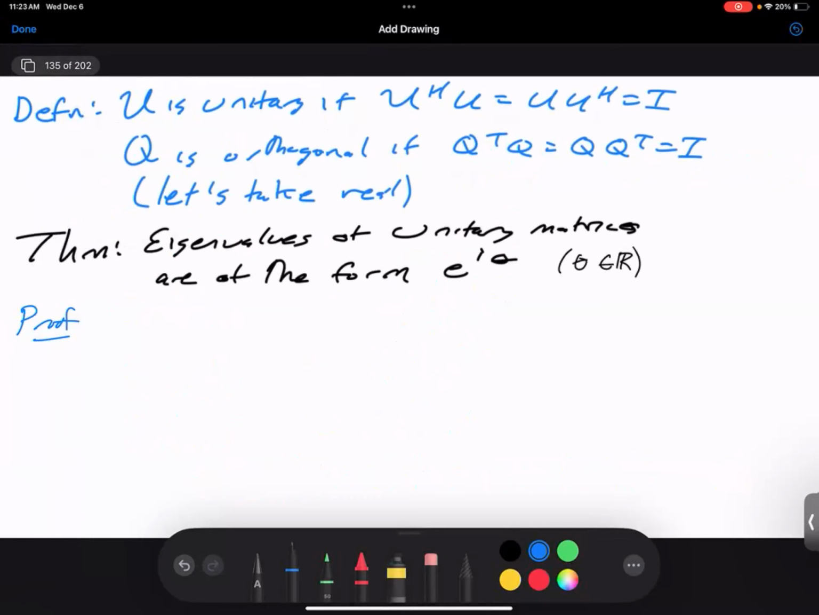What should we do? So I'll have V Hermitian V. What should I put in between? So what should U Hermitian U? Let's try that.